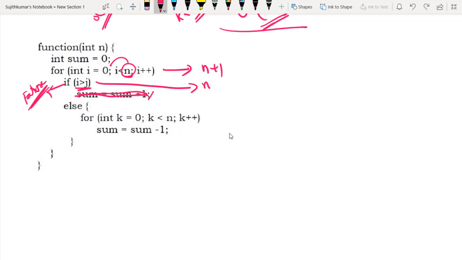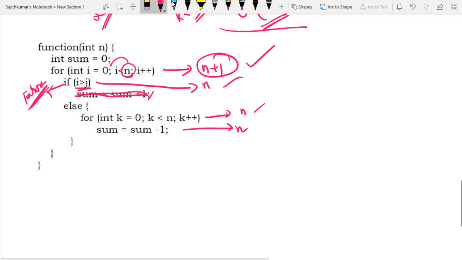So this will execute for n times. I'm just considering the outer loop, so I've written n plus 1, and everything inside is n times. Here this loop will execute for n plus 1 times, so everything inside the loop will execute for n times. We have only one statement inside the loop, so that will execute for n times.